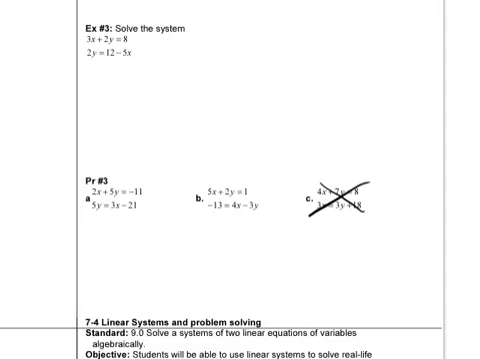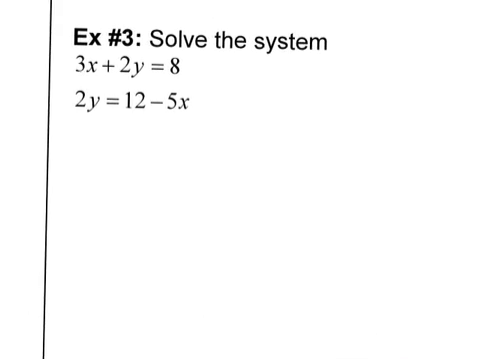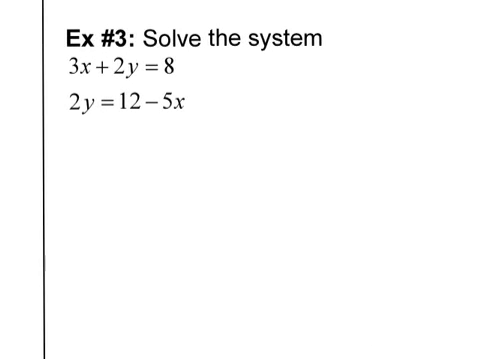So let's zoom in here. 3x plus 2y equals 8. Well, that looks like the form that we're used to. That's actually standard form. But this is not at all in the normal form. So we need to try and get it to look like that. So let's do a little work with it over here.